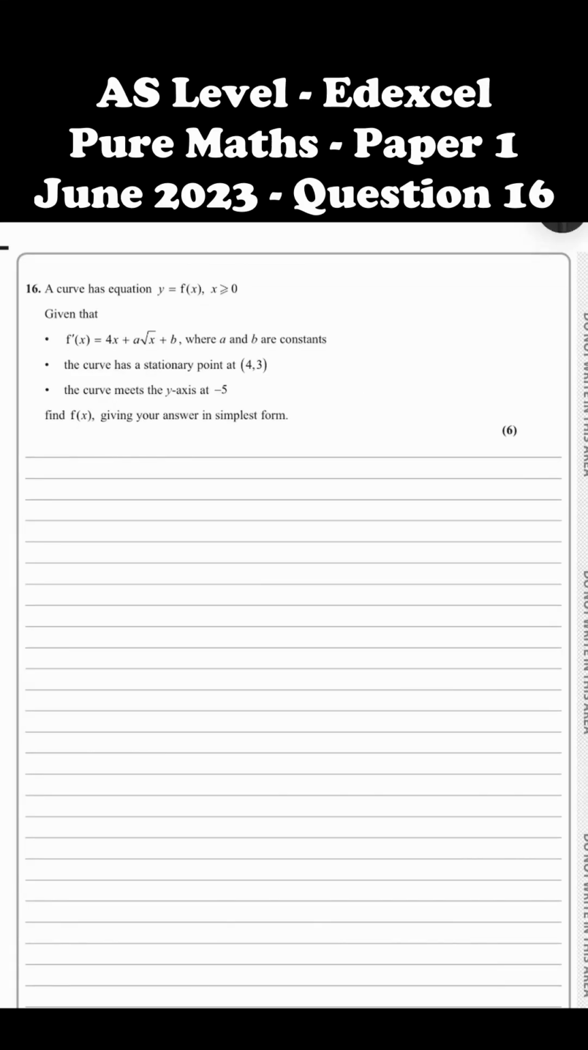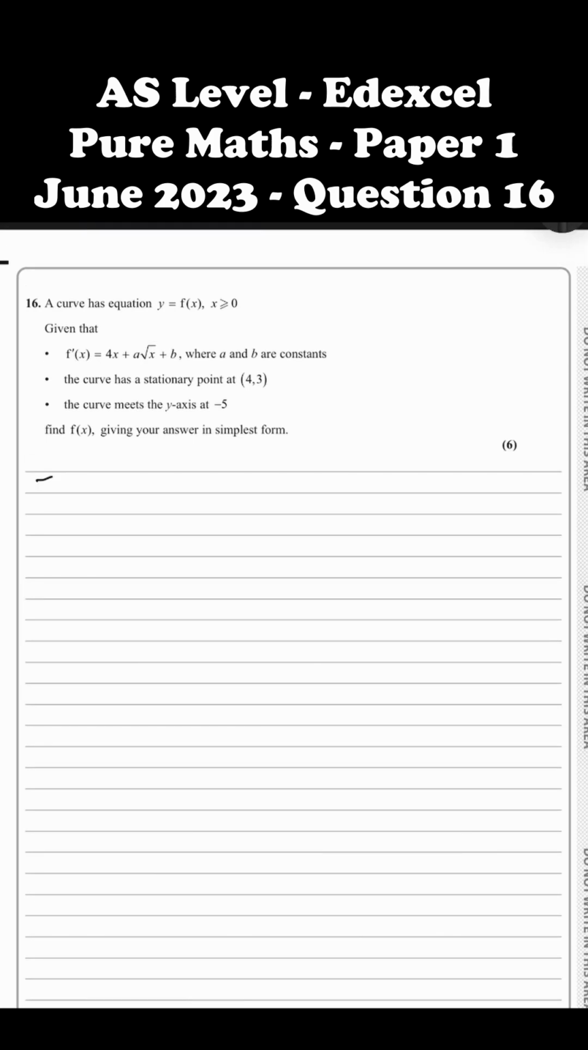Question 16. A curve has equation y equals f of x, where x is greater than or equal to 0. Given that f dash of x equals 4x plus a root x plus b, where a and b are constants, the curve has a stationary point at 4, 3. The curve meets the y-axis at minus 5. Find f of x, giving your answer in its simplest form.